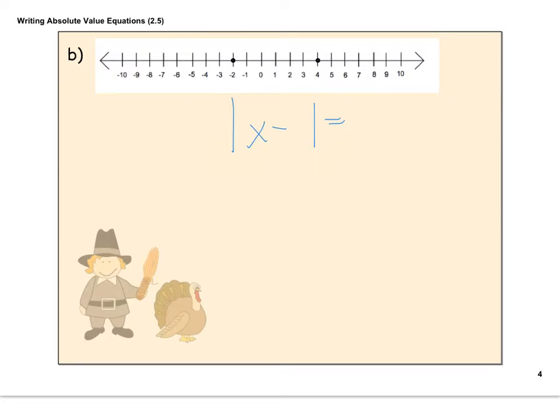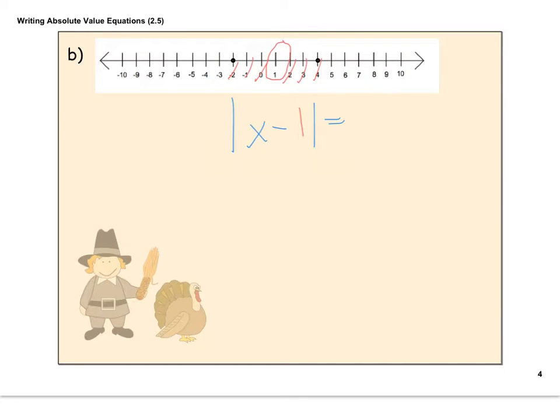Now, let's find that middle number. I'm going to cross one number off on each side until I find that middle number. Now, it just so happens this one here is also 1, just because of how I ended up picking the examples from the book. I didn't realize it till after the fact. But this one also has a middle number of 1. So that goes inside the absolute value bars because it's in the middle.